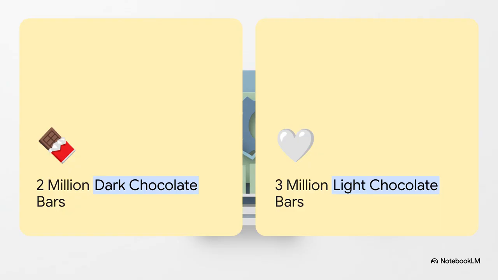So there it is, the single best answer to our puzzle. To maximize our profit, given our resource constraints, the factory needs to produce exactly 2 million dark chocolate bars and 3 million light chocolate bars. Any other combination, and we'd be leaving money on the table.